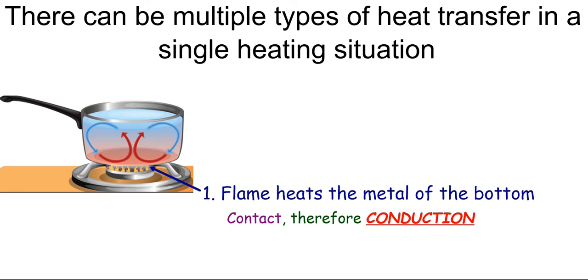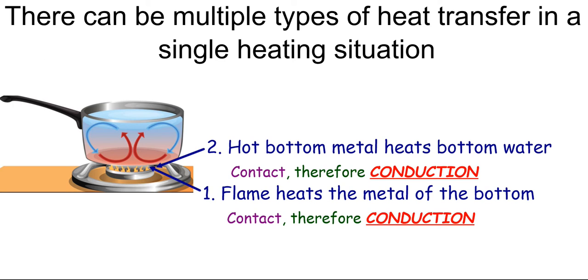Now, in some situations, we can have more than one method of heat transfer going on. Let's look at this one here. We start with our flame down here in contact with the metal at the bottom, don't we? Flame heats the metal at the bottom, and that's going to be conduction, isn't it? We have contact, we have conduction. What's next? The very hot metal at the bottom heats the bottom water. There's water right on top of that metal bottom, isn't it? And it's going to heat that water. Now that's by contact, isn't it? We're talking about water in contact with the metal. Again, we have contact, we have conduction.